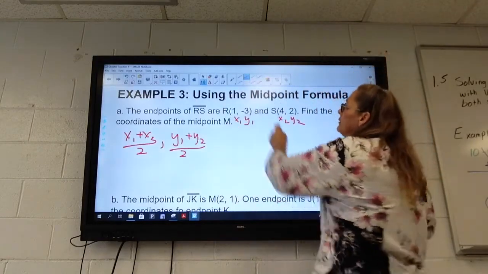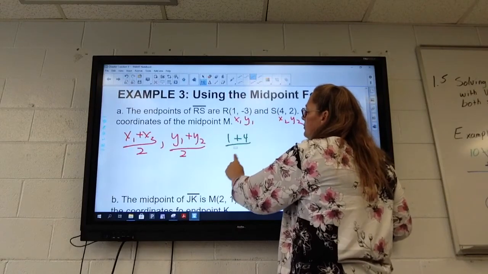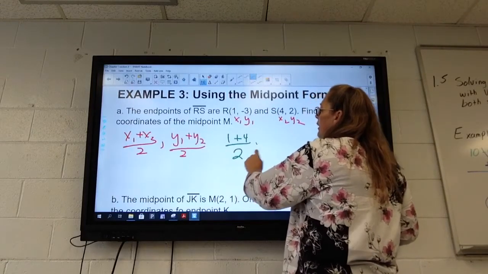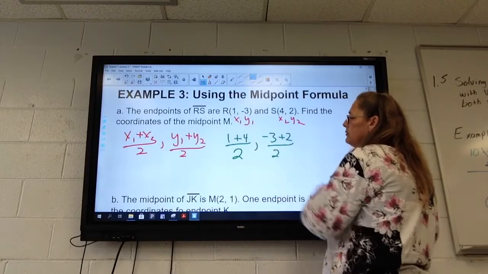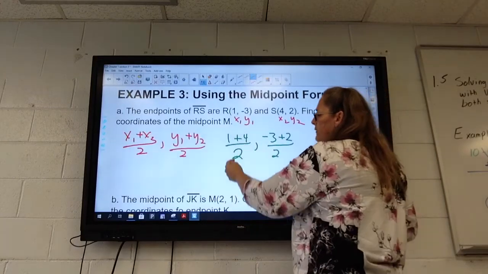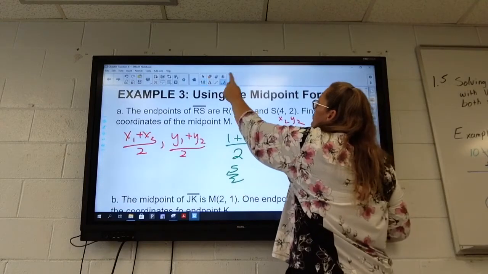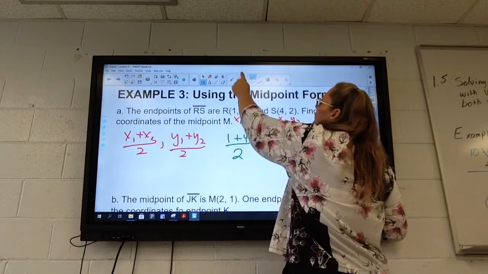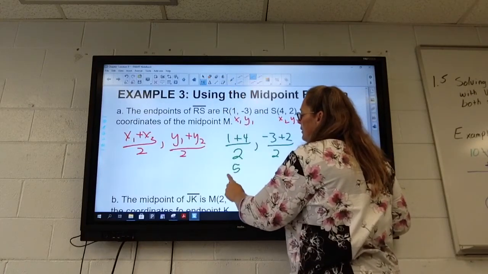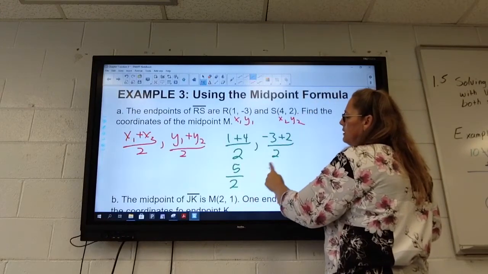Substitute the numbers in. You're going to get 1 plus 4 divided by 2, and then you're going to get negative 3 plus 2 divided by 2. Do the math. This is 5 over 2. That's 5 over 2. This is negative 3 plus 2, which is negative 1, over 2.